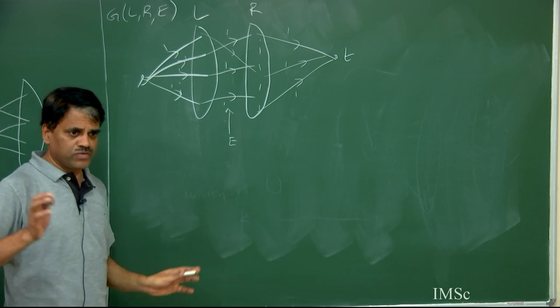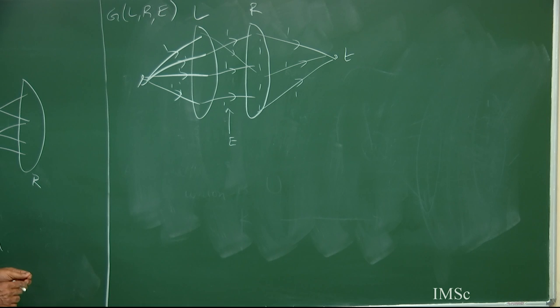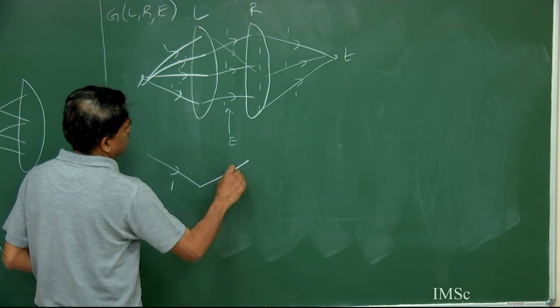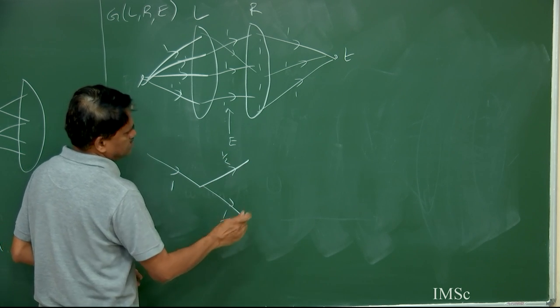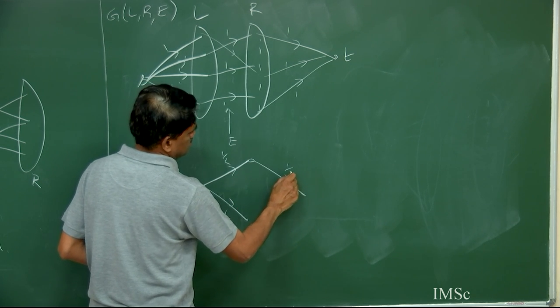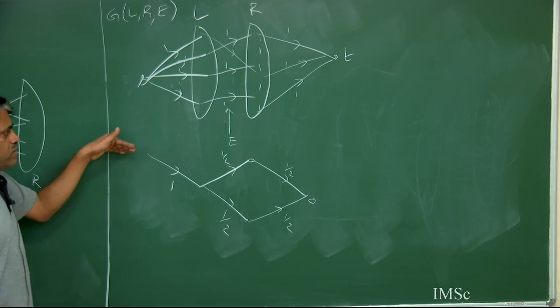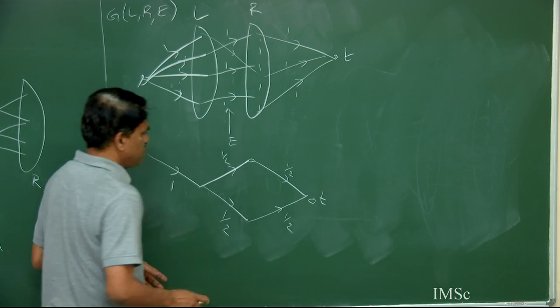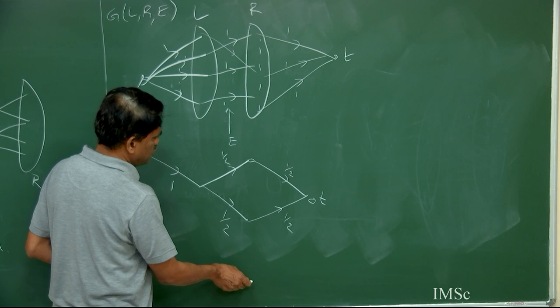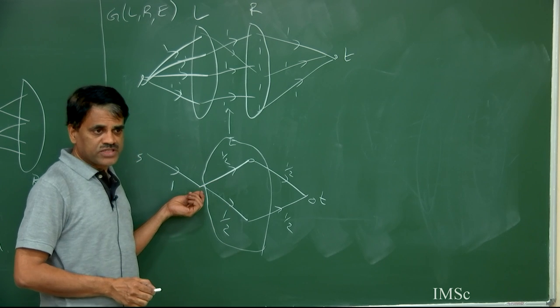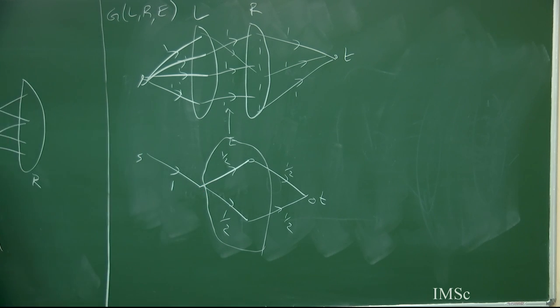Okay, so this requires a proof. Why? Because it's possible that the flow goes like this, right? So there is a 1 here and there is a half and a half. A flow of 1 from S to T can go like this. Then if you look at edges with non-zero flow on this side, which is these two edges, they don't necessarily form a matching. So it doesn't follow immediately that you do a max flow and pick up all the edges with non-zero flow and that they form a matching.